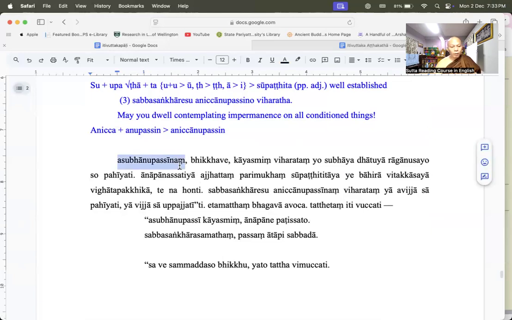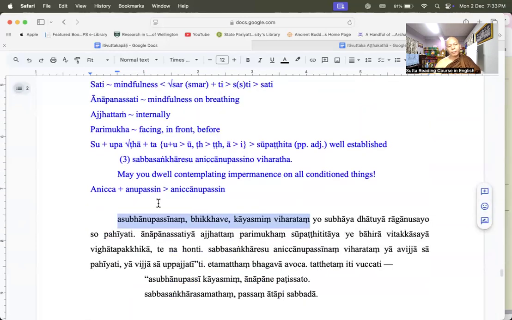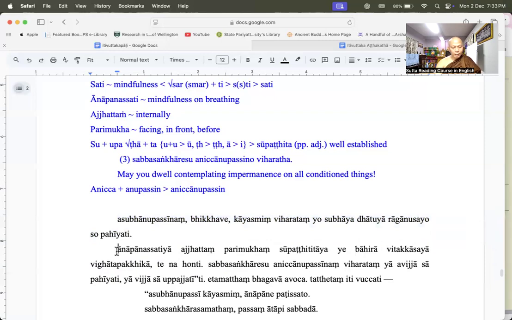Now, Asubhanupassi Bhikkhave Kaye Viharantam. So when someone dwells in this way, what happened to him? Here, Asubhanupassino Kaye Viharantam Yo Subhaya Dhatuya Raganusayo. So this is the result of those three things. Okay, now you see three lines. One line here and another, that is the second line.